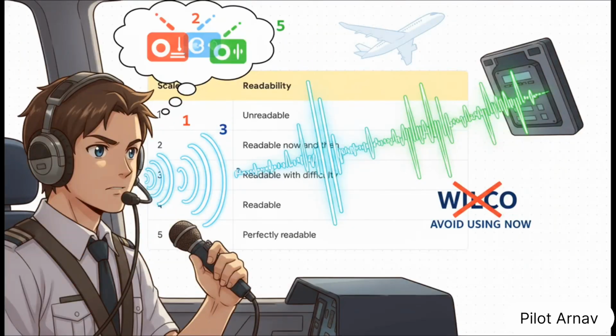Now, when you first fire up the radios, ATC will often ask you, how do you read? You reply using a simple 1 to 5 scale. 1 means the signal is completely unreadable, 3 means it's readable but with some difficulty, and 5 means perfectly readable, loud and clear.